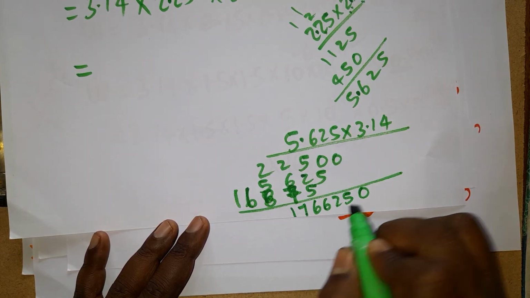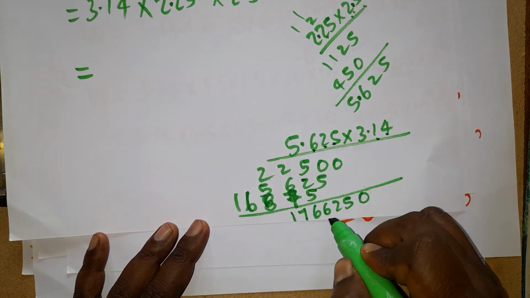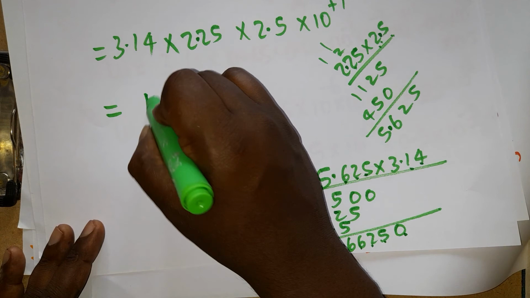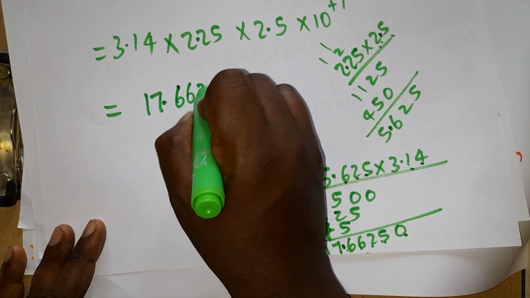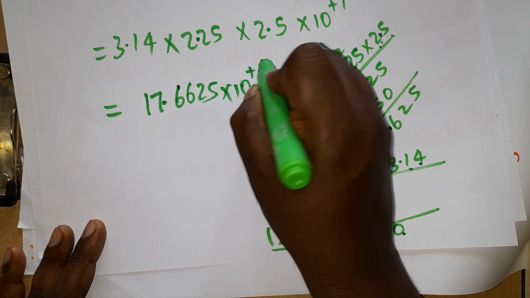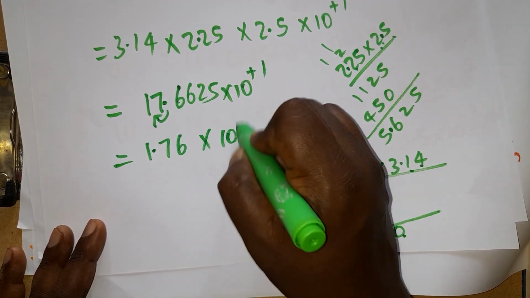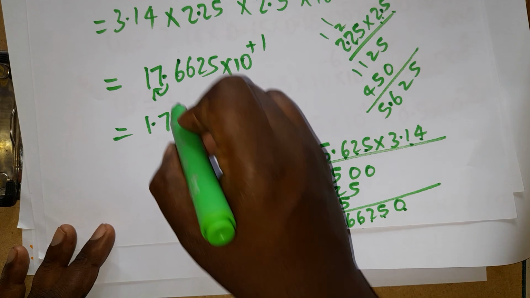The final answer you will get like this: 1, 2, 3, 4, 5 decimals. 17.6625 into 10 power plus 1. I moved one decimal this side. So 1.76 into 10 power plus 2. You can raise the power by 1 because of the decimal.